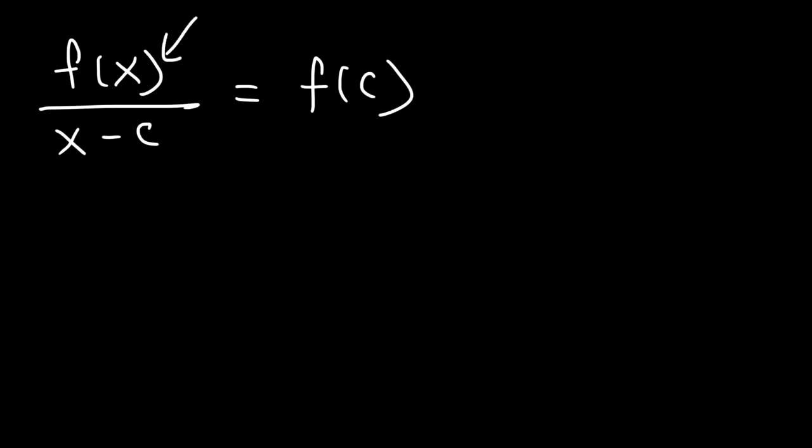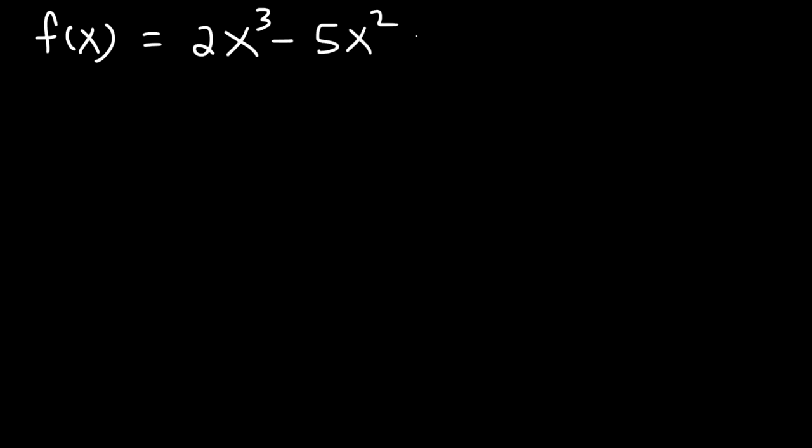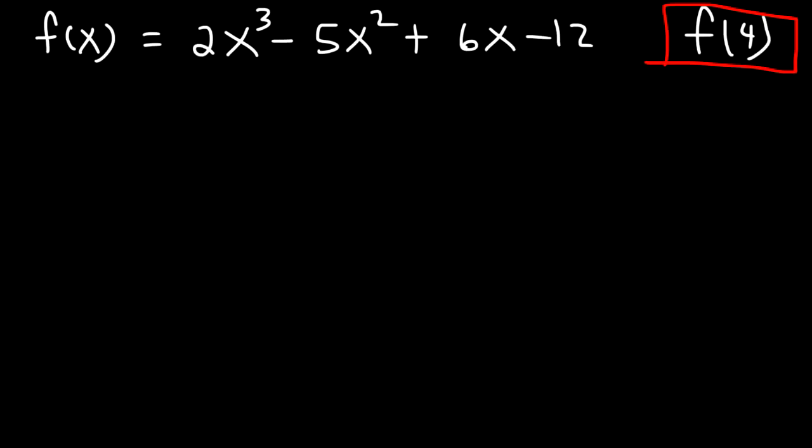So we're going to illustrate the remainder theorem. Let's say we have a polynomial function, f of x, equal to 2x cubed minus 5x squared plus 6x minus 12. And the problem wants you to evaluate f of 4, so evaluate the function when x is equal to 4. There are two ways we can get the answer. We can do it the old-fashioned way, simply plug in 4 into the equation, or we can use synthetic division. Let's plug in 4 first and see what answer we get.